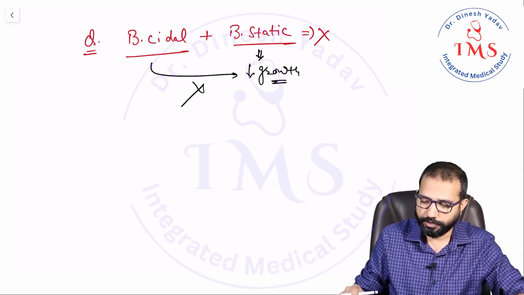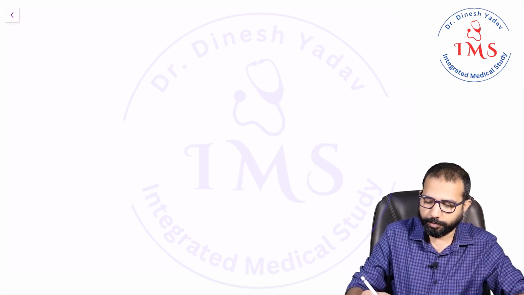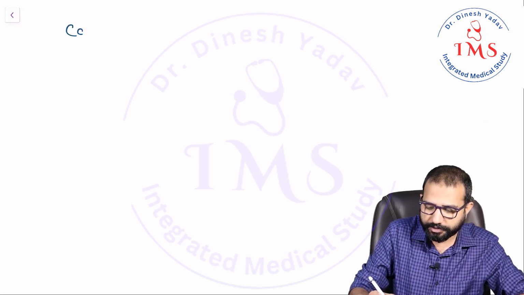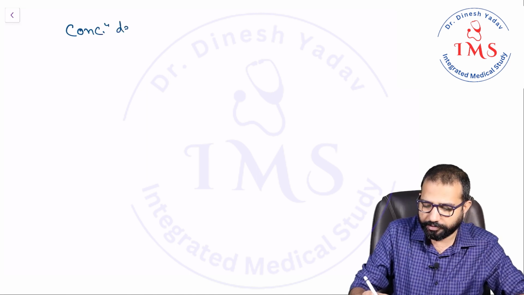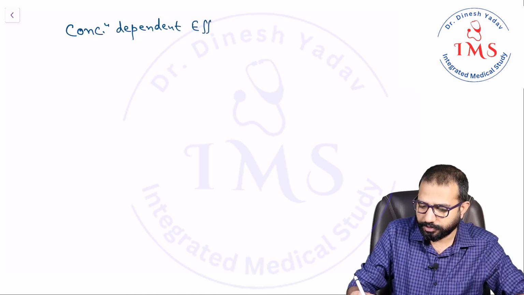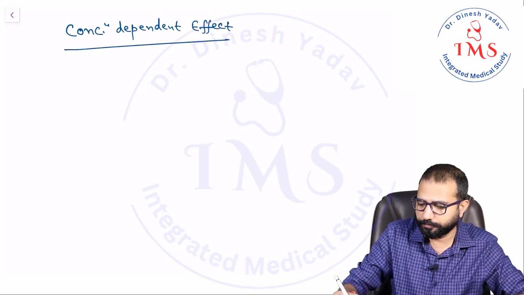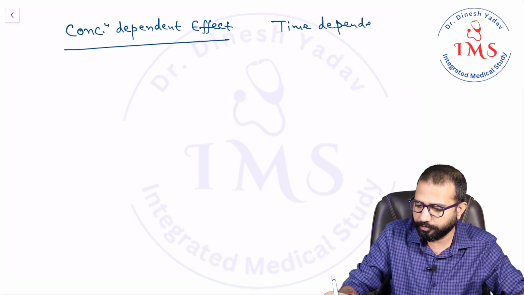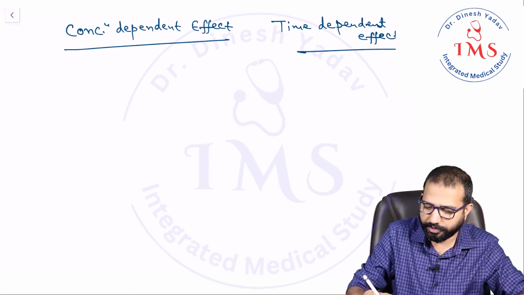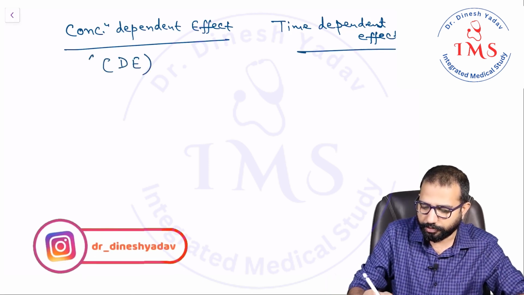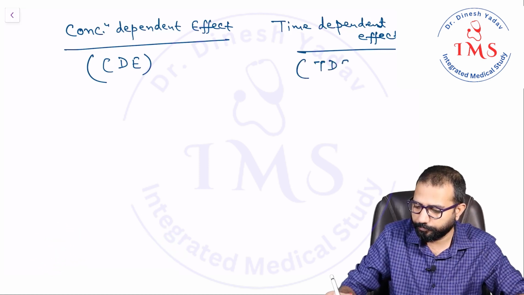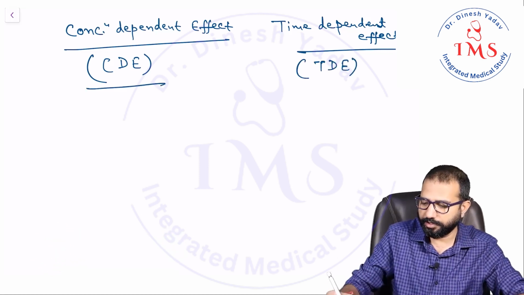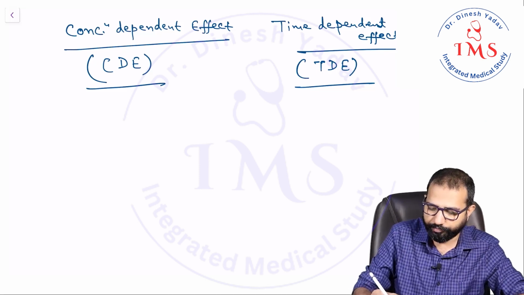Then, out of these antimicrobial agents, remember, one is the concentration dependent effect and the second is the time dependent effect. In short, you can write CDE and TDE. So guys, in concentration dependent or time dependent, what is the difference?